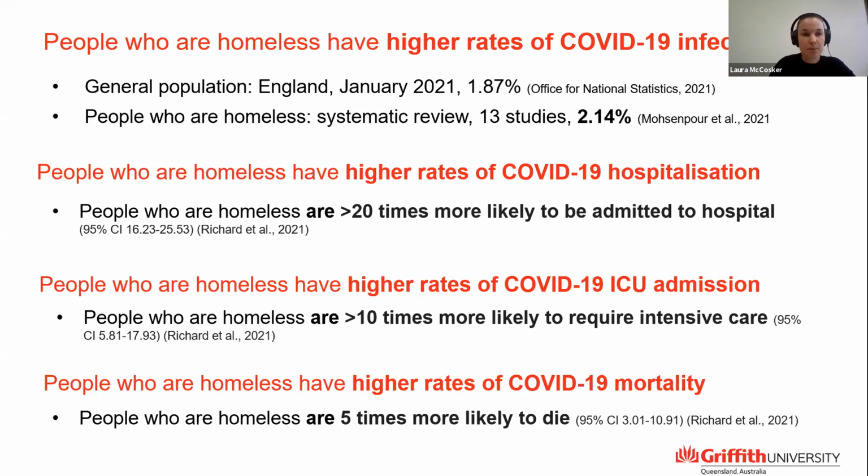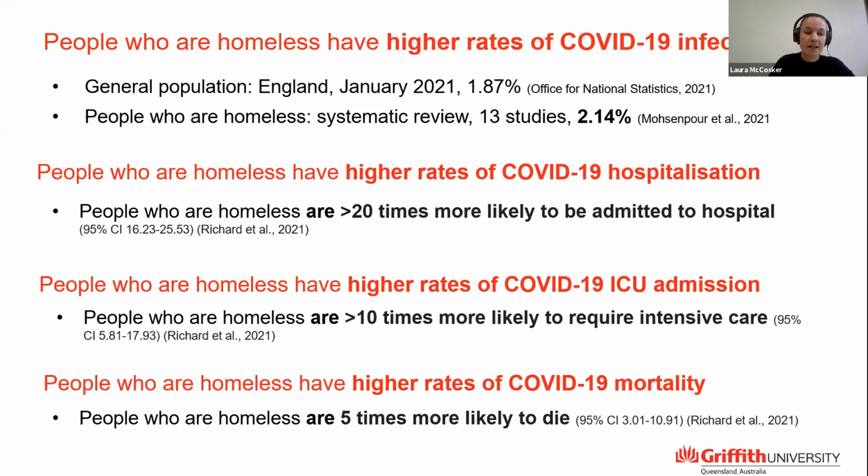Firstly, we know that people who are homeless have higher rates of COVID-19 infection than people in the general population. The best population level estimates of COVID-19 infection that I can find are actually from England, where infection rates peaked in January 2021 at around 1.87%. A systematic review, which included 13 prevalence studies, calculated a rate of COVID-19 infection in people who are homeless of 2.14%. We also know that people who are homeless have poorer clinical outcomes in relation to COVID-19.